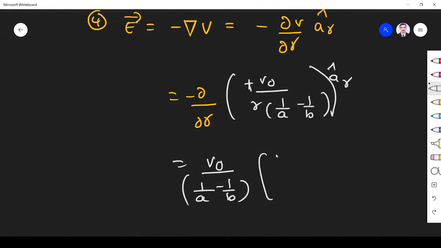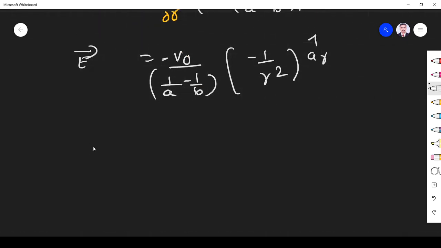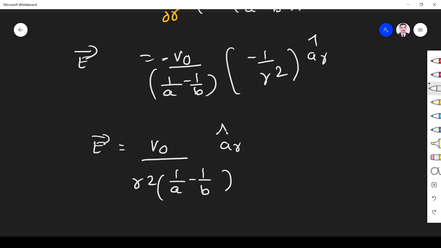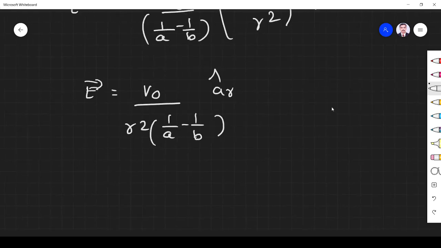Now if I differentiate 1 by r with respect to r, that minus will be outside, minus 1 by r squared a r cap. Right, that is what my E value is, given by E is equal to V naught divided by r squared into 1 by A minus 1 by B, a r vector. This is what E is, right?